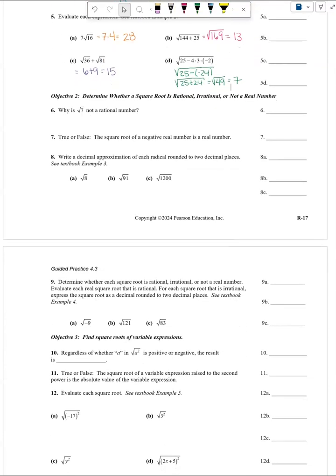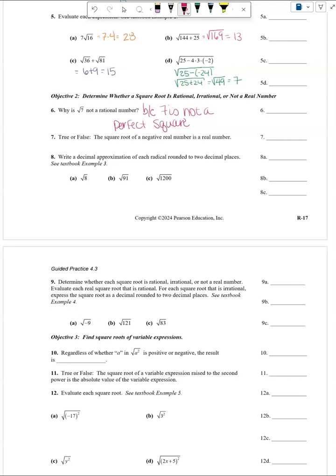So our next is to determine whether a square root is rational, irrational, or not a real number. So question number 6 is, why is square root of 7 not a rational number? Well, the reason for that is just because 7 is not a perfect square. For it to be a rational number, whatever your radicand is has to be a perfect square, right? Like 9, or 4, or 16, or 25.